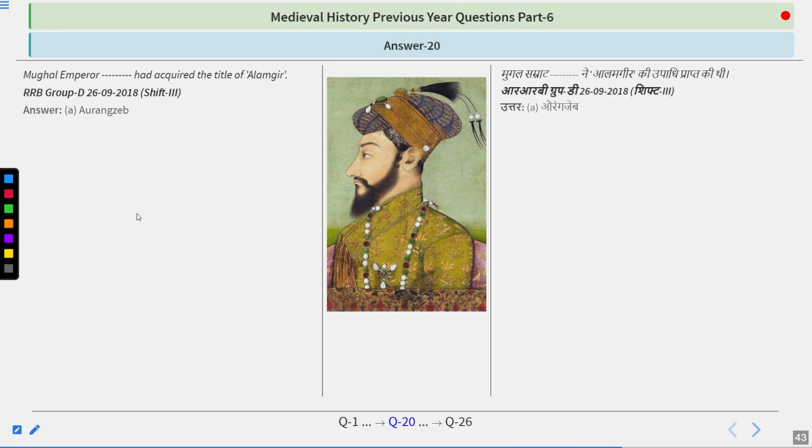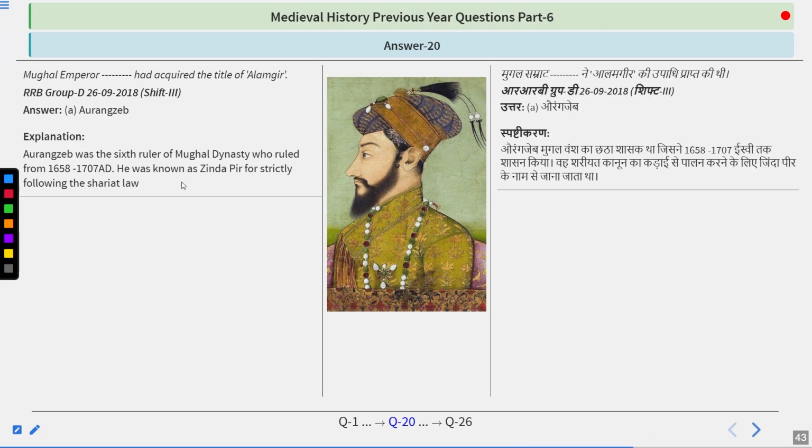And yes, the answer is Aurangzeb. So Aurangzeb was the sixth ruler of the Mughal dynasty who ruled from 1658 to 1707. He was known as Zinda Pir for strictly following the Shariat law. So remember his name. His name was Aurangzeb.